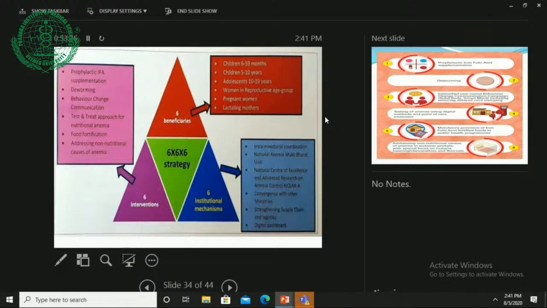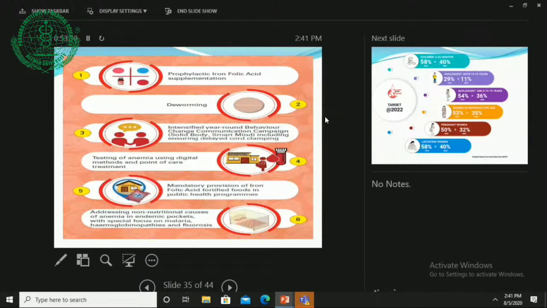We will see what services they are going to cover under this program. These are the services, or you may say interventions, which they are going to have to control anemia. Prophylactic iron and folic acid supplementation, that is one intervention. Second intervention is deworming of all these beneficiaries. Now they have included all these beneficiaries for deworming.